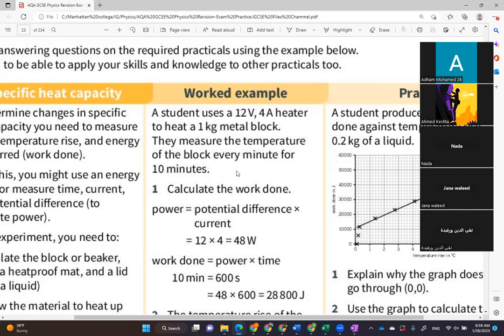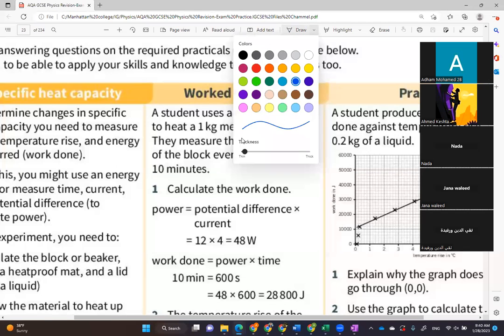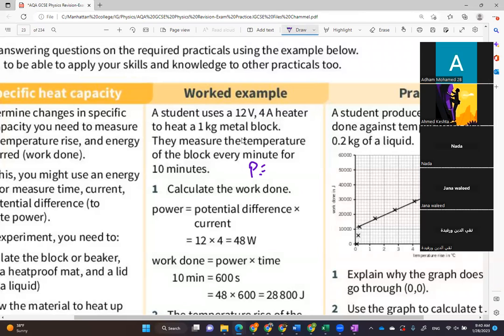So the power for the electric heater is equal to the potential difference multiplied by the current. So the power equals VI. If you need to add this formula, the power equals VI. Let me type it down here. P equals VI. V is 12, I is 4, so 12 multiplied by 4 is 48 watts.